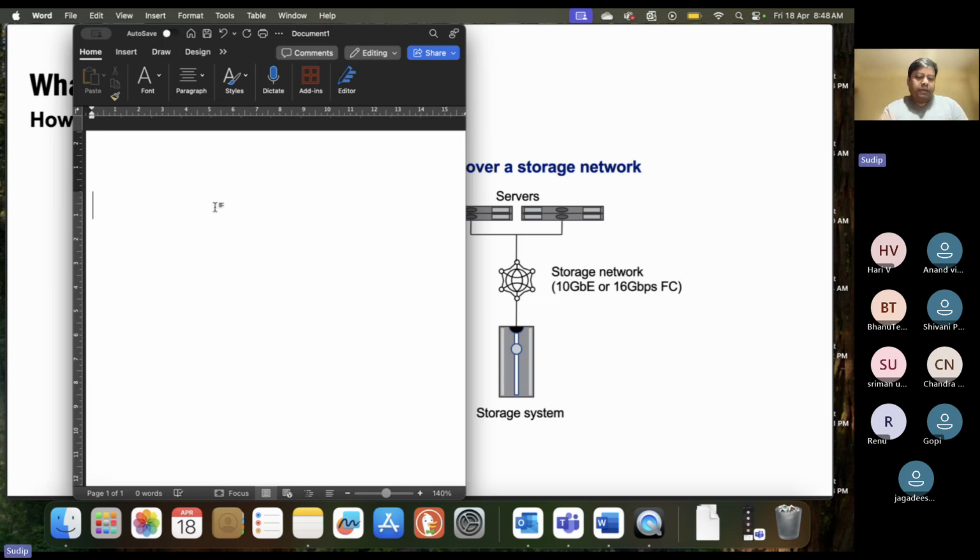All right. So we understood that 10GbE stands for 10 gigabit. Bit is always mentioned in small b. Bit is always mentioned in small b. 10 gigabit Ethernet. And this helps us form something called a LAN. LAN stands for, we all know, local area network.